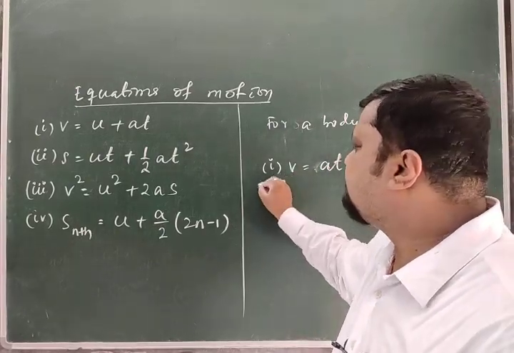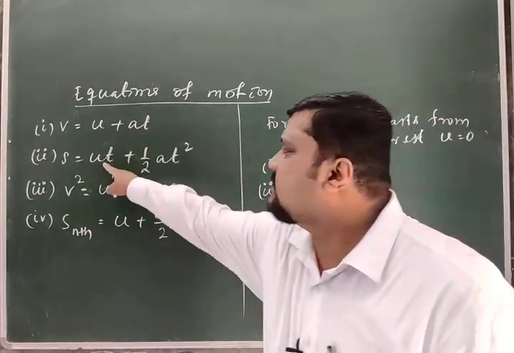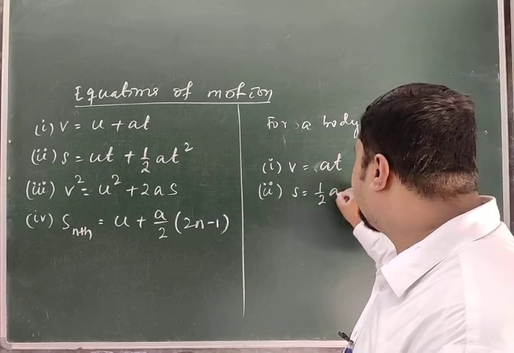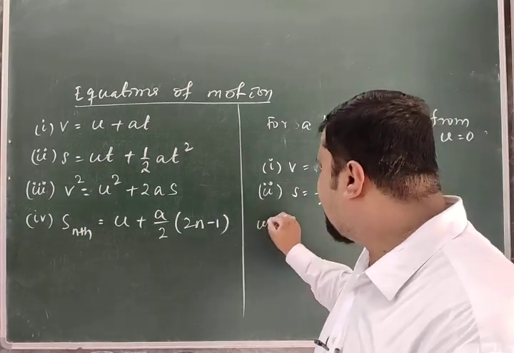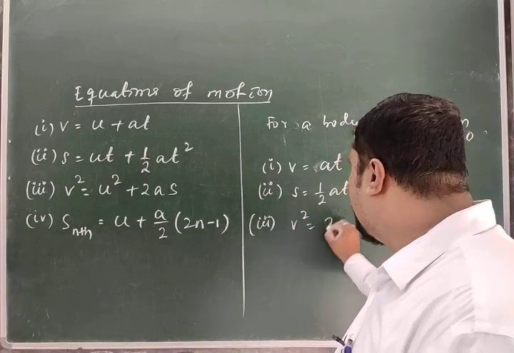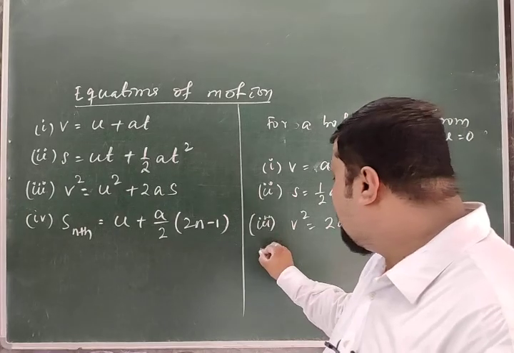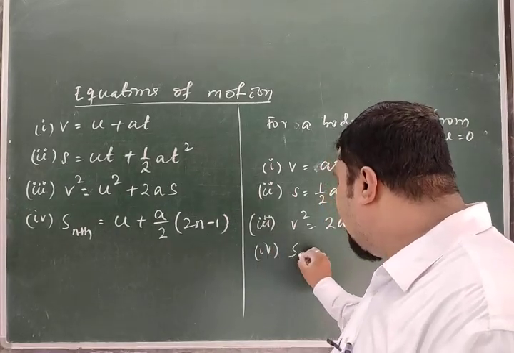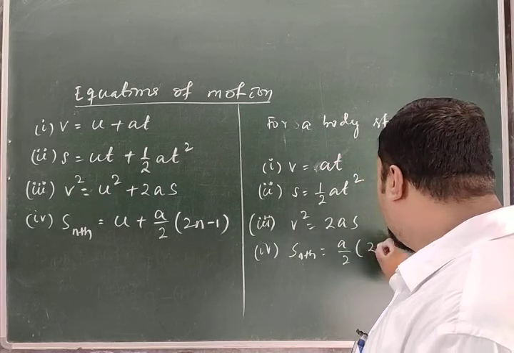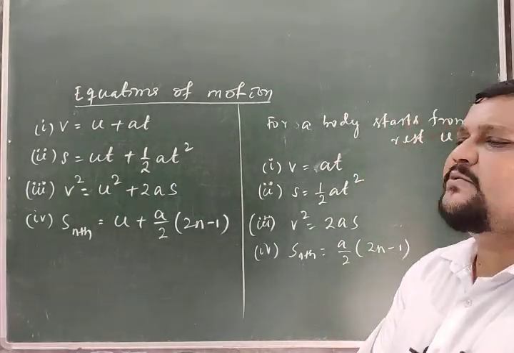Second one, s is equal to ut, u into 0, so 0 into t plus half at square, so this will be half at square. Then third one, what is that? V square is equal to 2as if the body starts from rest, right? So then fourth one, Snth is equal to a by 2 into 2n minus 1. Means I am here, so my u is 0.